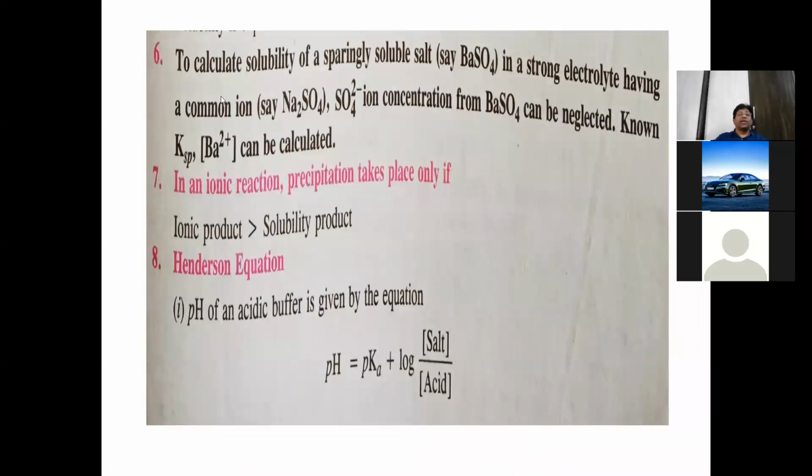Now the next concept we check here. To calculate the solubility of a sparingly soluble salt, say BaSO4. Now here, what are the cations and anions? 1 Ba+2 cation and 1 SO4-2 anion. To calculate the solubility of a sparingly soluble salt in the presence of a strong electrolyte having a common ion, say Na2SO4. In this Na2SO4, 2 Na+ ions will come from this, and 1 SO4-2 will come.